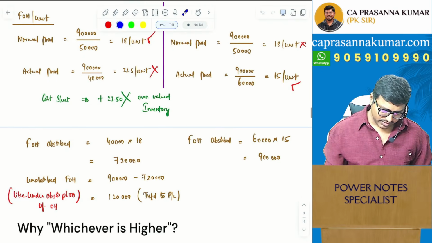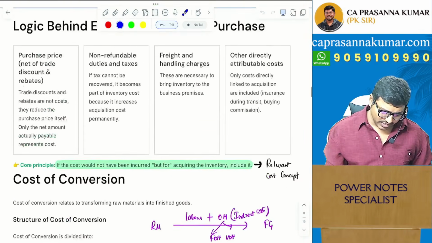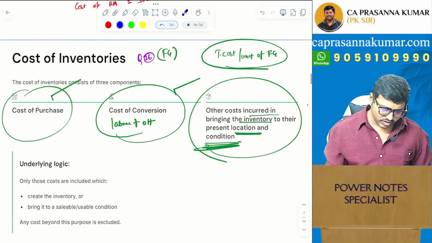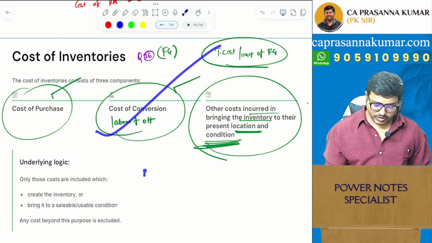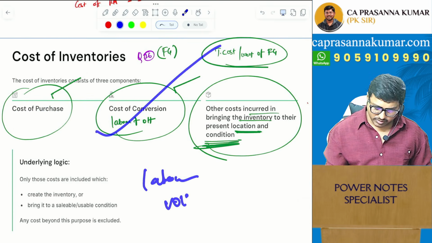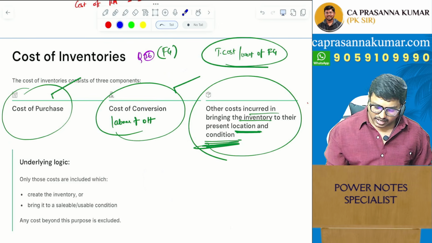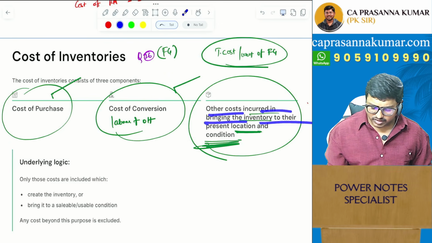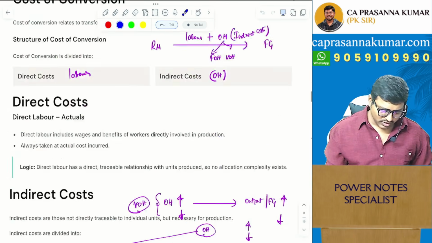Everybody? Right. Okay, fantastic. So which means we are done with all these three when it comes to cost of inventory calculation. Cost of purchase we know. Cost of conversion also we know. Labor, copy paste from the question. Variable overheads, copy paste from the question. Fixed overheads, just now we have seen how to calculate. And finally, other cost incurred in bringing the inventory to their present location and condition, that will be given in the question. Accordingly, we'll solve it. So that is not that important.